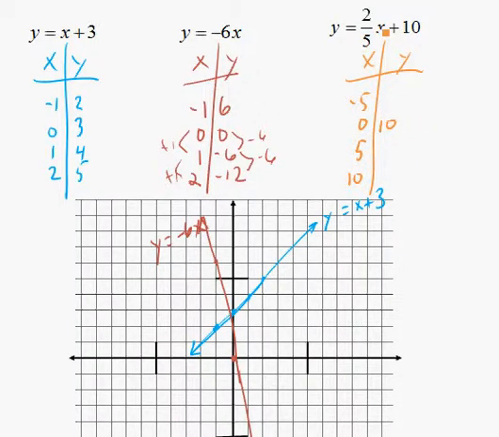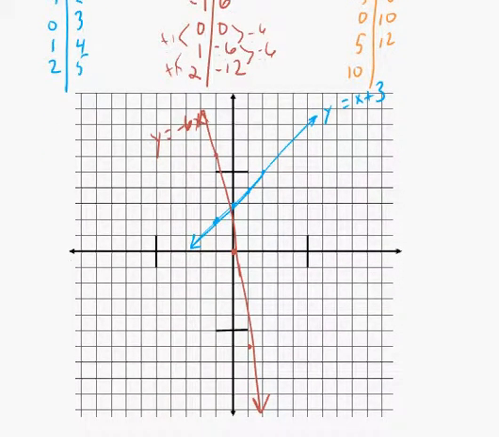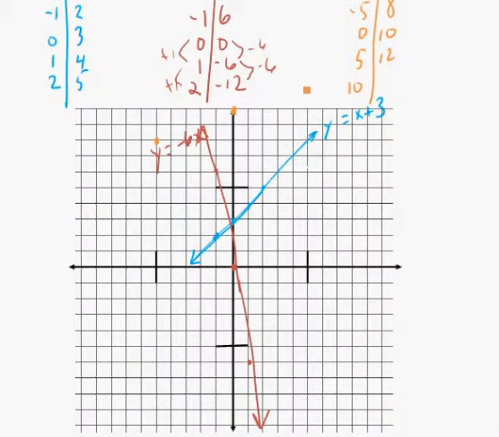2/5 times 5 is 2. 2 plus 10 is 12. That's already going to be off our grid, so I'll leave that alone. And negative 5 times 2/5 is negative 2. Negative 2 plus 10 is 8. So, negative 5, 8 would be here. 0, 10 here. And 5, 12 would be about here. And our graph would look something like this.